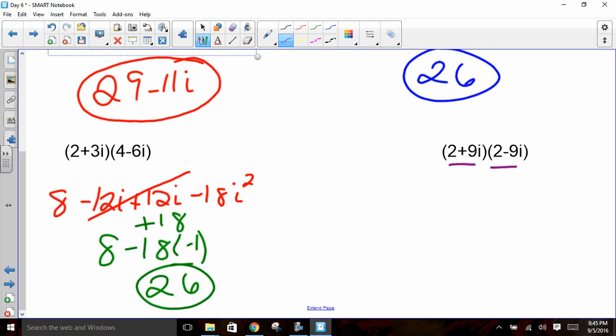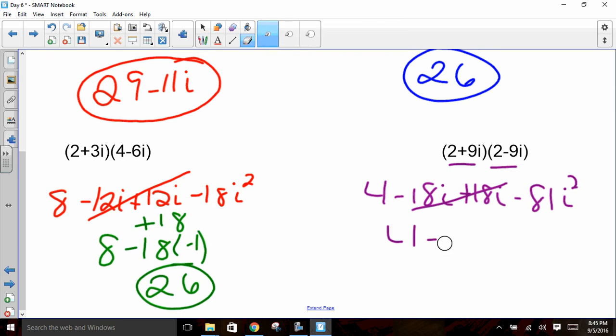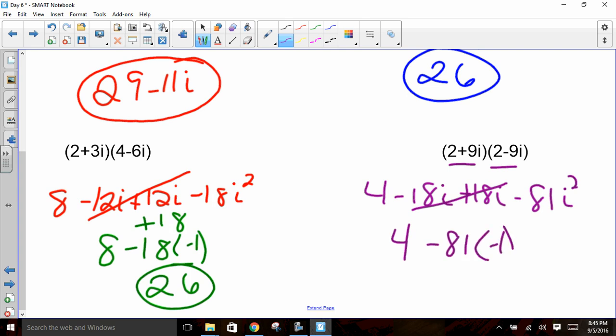Ooh, same stuff. Should have my middles cancel. So I should get 4 minus 18i plus 18i minus 81i squared. Again, that middle part cancels out, and I get 4. Ooh, that's not really a good 4. Let's try that. Put it back together there. 4 minus 81 times negative 1. So it ends up turning into a plus 81. So my grand answer here is 85.